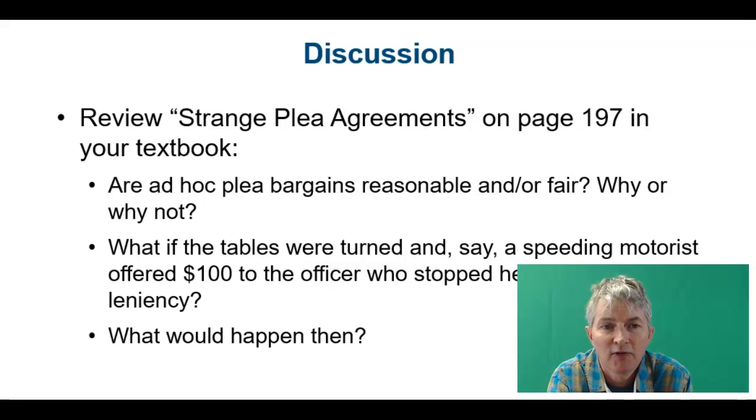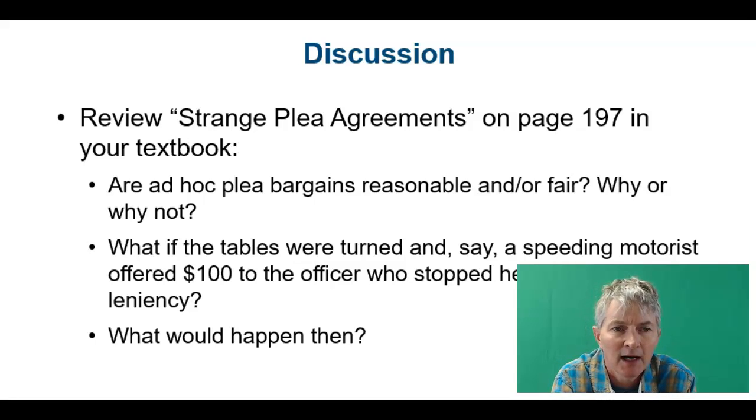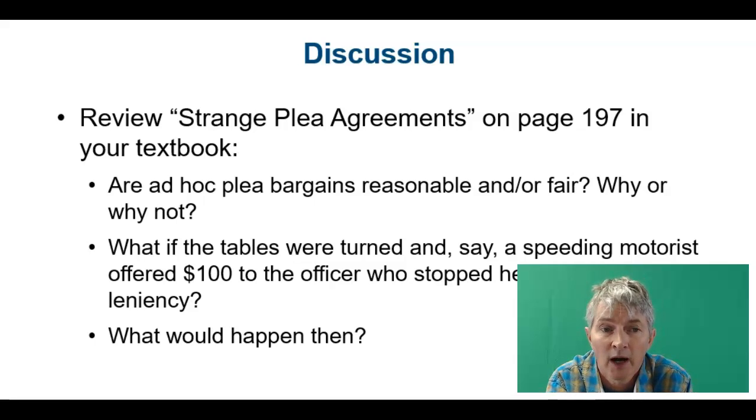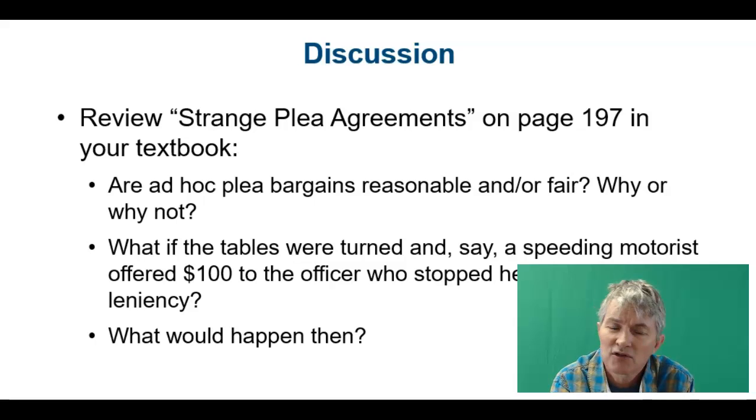So, if you will, take a moment and take a look at strange plea agreements on page 197 in your textbook. Some things to think about: are ad hoc plea bargains reasonable and fair? Why or why not? And what if the tables were turned and, say, a speeding motorist offered $100 to the officer who stopped her in exchange for leniency? Well, what would happen then? It's just some things to think about as you work through this really complicated issue of plea bargaining.